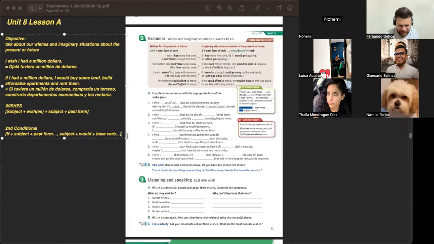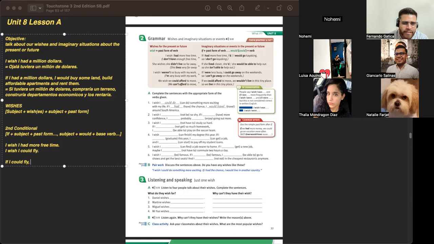Let's see, Lily, how do I say, ojalá tuviera más tiempo libre? I wish I had more free time. Very good. Salma, ojalá pudiera volar. I wish I could fly. Very good. If I could fly. Si pudiera volar. If I could fly.